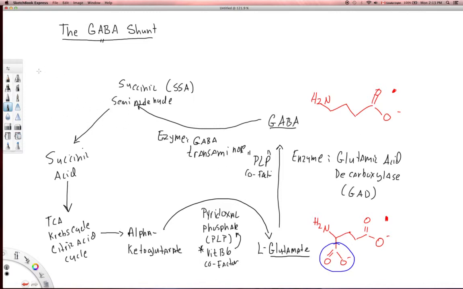Here was enzyme 1, glutamic acid decarboxylase, or GAD, which catalyzes glutamate to GABA. Then I have GABA transaminase, which catalyzes GABA to succinic semialdehyde. And the other major enzyme in this shunt is succinic semialdehyde dehydrogenase. I'll just call this SSA.